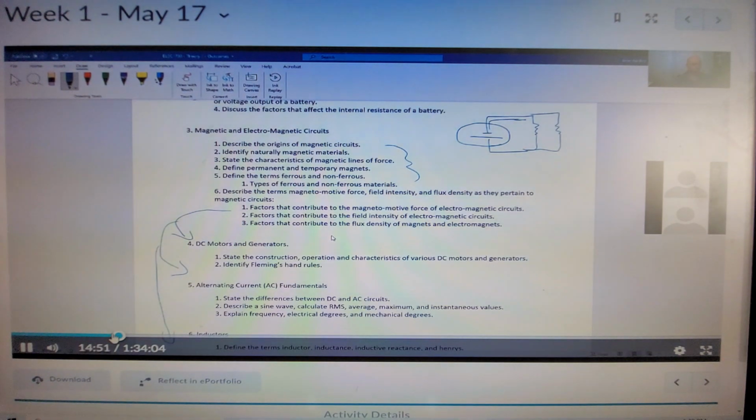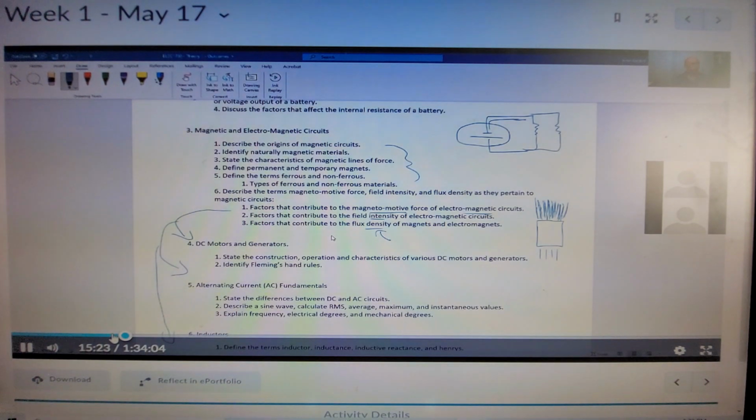So we'll talk about some formulas, and we'll talk about the magnetic force, okay, what that is, electromagnetic circuits, okay, field intensity and flux density. Okay, when I talk about a magnet, and when I talk about flux density, we're talking about the amount of flux coming out of that magnet, okay, the strength of that magnet. If it only has a few lines of flux, its flux density isn't that high.